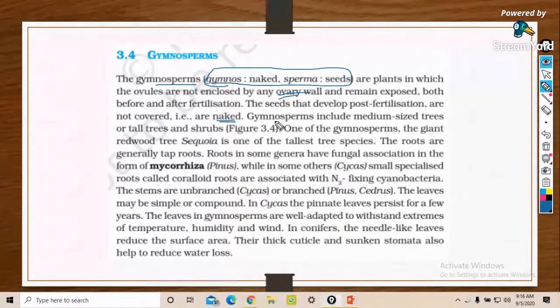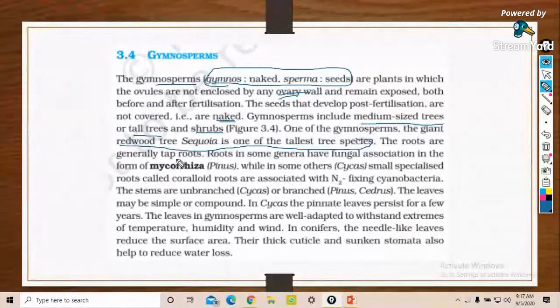The gymnosperms include medium-sized trees, tall trees, and shrubs. Sequoia, that is a redwood tree, is one of the tallest tree species in gymnosperms. Not only in gymnosperms, it is the tallest plant. It is known as the giant redwood tree. The roots are generally taproot.